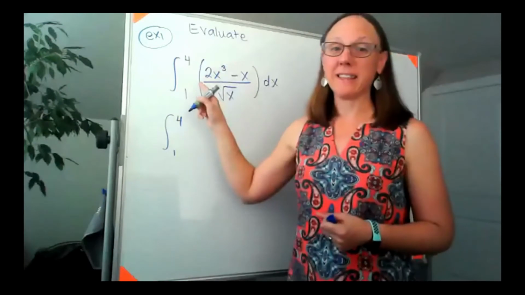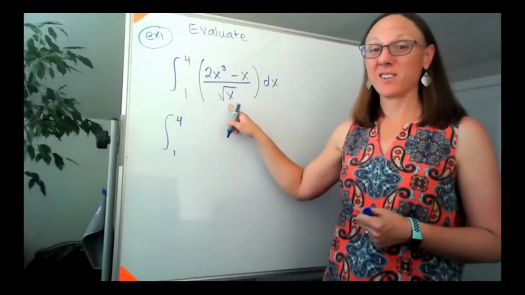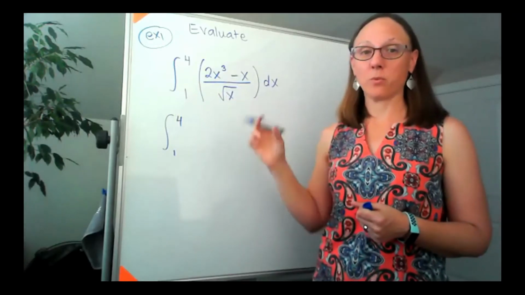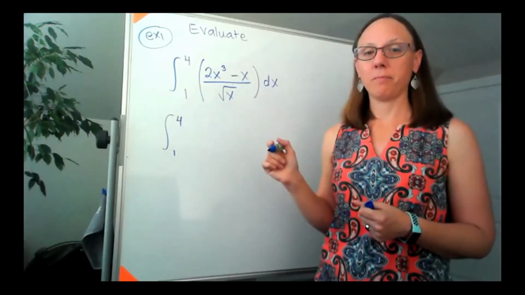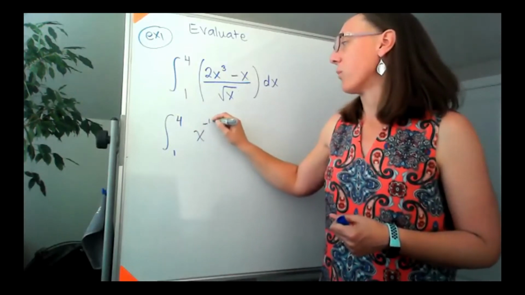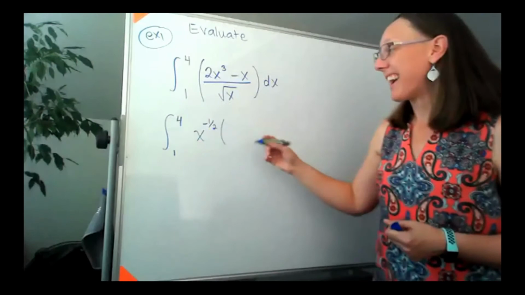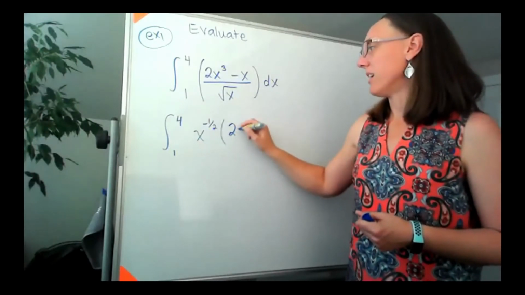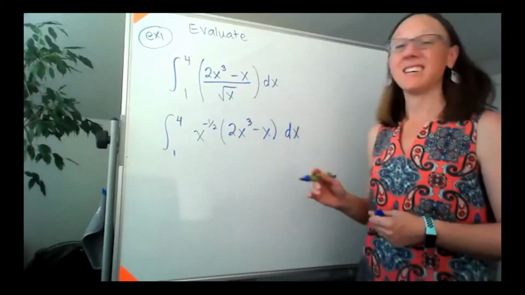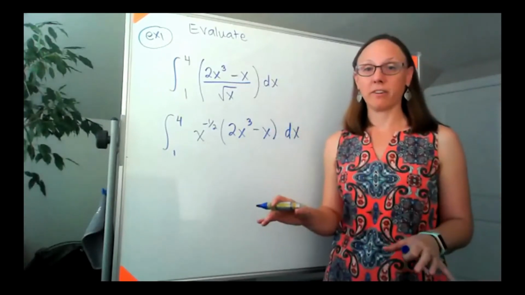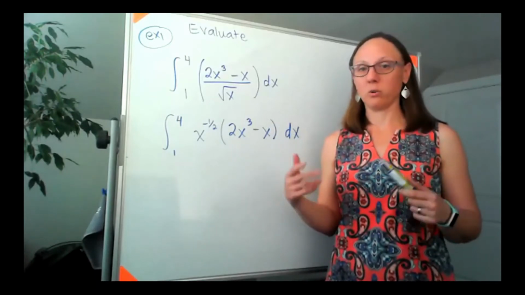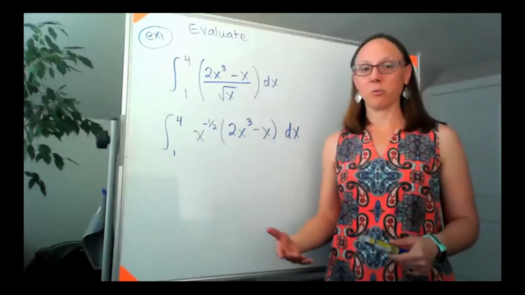So I'm going to rewrite this, and that square root of x that I have on the bottom, I can think about that square root as really being x to the 1/2 power, but because it's in the denominator, it's actually x to the negative 1/2 power. So I'm looking at x to the negative 1/2 power times 2x cubed minus x dx. So I have taken no antiderivatives yet. We do not have an antiderivative product rule or quotient rule. We have to do the algebra.